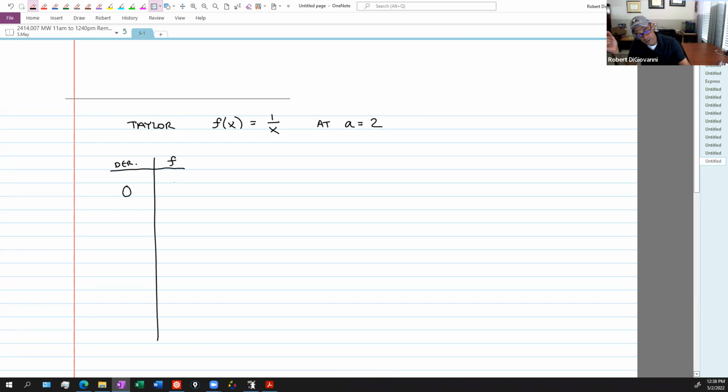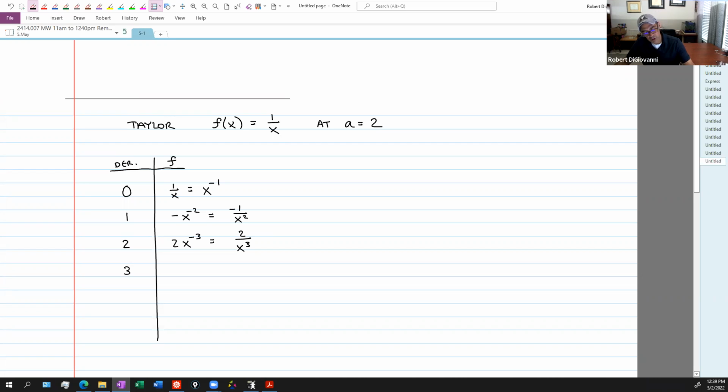The original function is 1/x, right? That's the original function. I would like for us to write that as x⁻¹. That way, when we start taking derivatives, it'll be easier. The first derivative is -x⁻², which is -1/x². The second derivative is +2x⁻³, which is 2/x³. Are y'all following me on these derivatives?